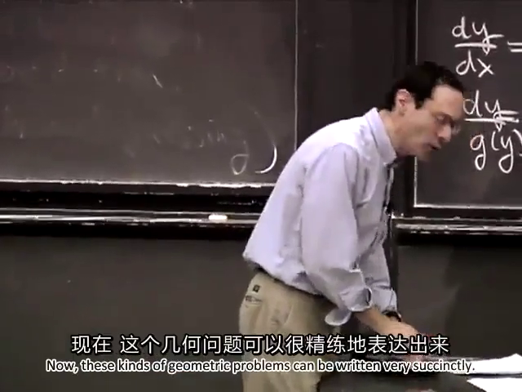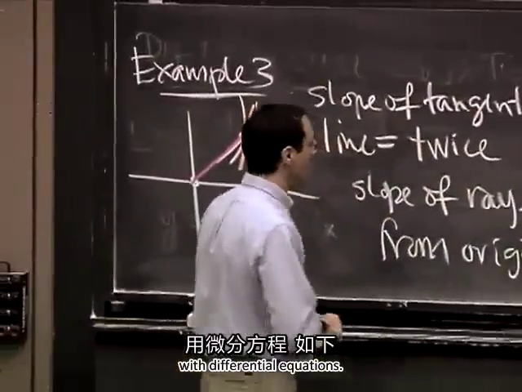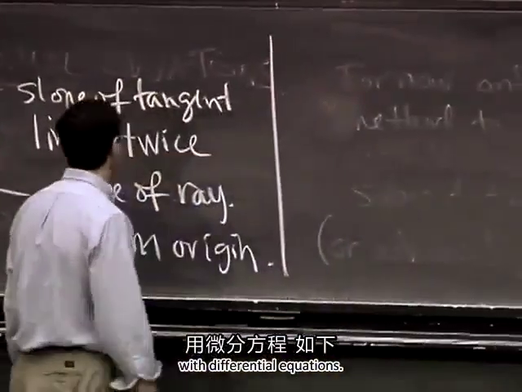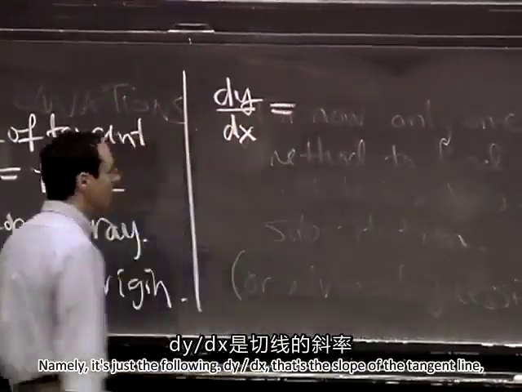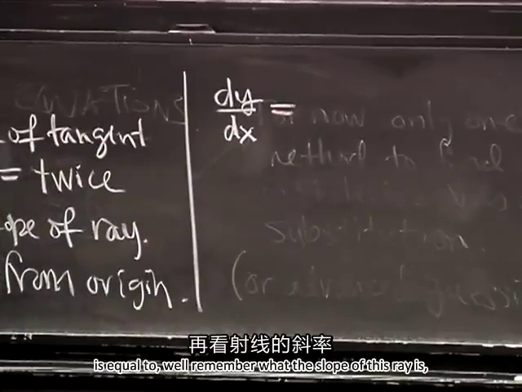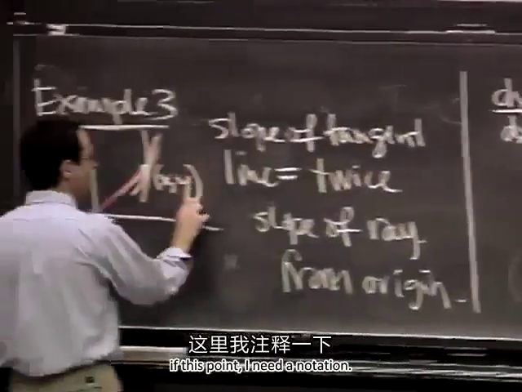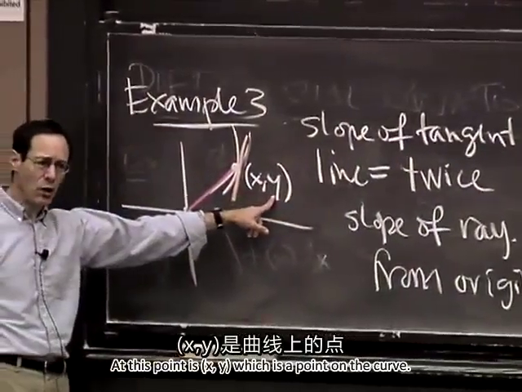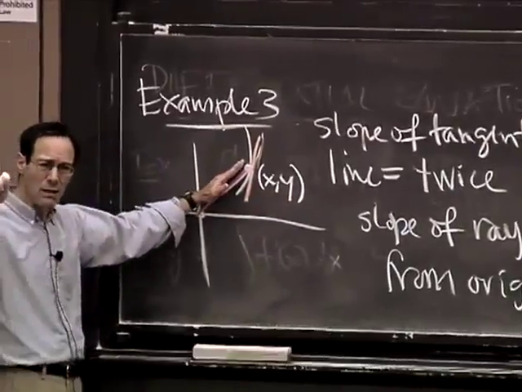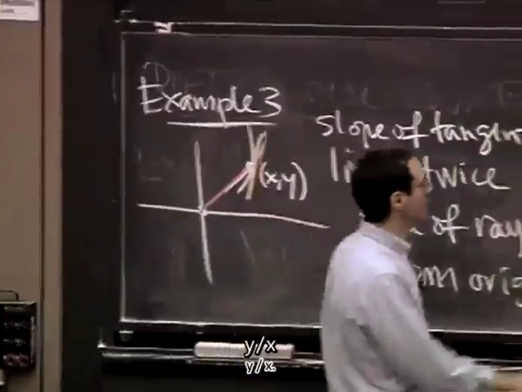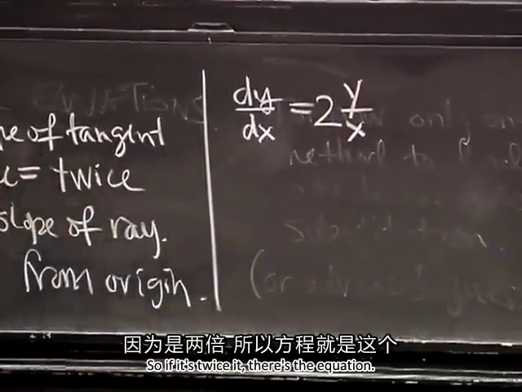Now, these kinds of geometric problems can be written very succinctly with differential equations. Namely, it's just the following. dy/dx, that's the slope of the tangent line, is equal to, well, remember what the slope of this ray is if this point is x comma y, which is a point on the curve. So the slope of this pink line is what? y over x. So if it's twice it, there's the equation.